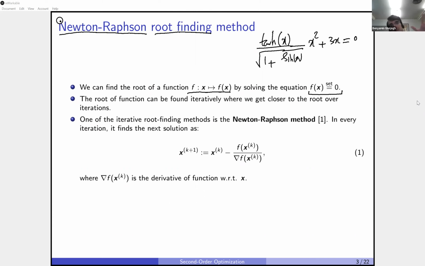So it was proposed by Newton and Raphson jointly. It says that iteratively, you start with a point, and then you say x_{k+1} equals x_k minus f of x_k over the derivative of f of x_k. So f evaluated at x_k, and the derivative of f evaluated at x_k in the denominator. And this is the Newton-Raphson algorithm.